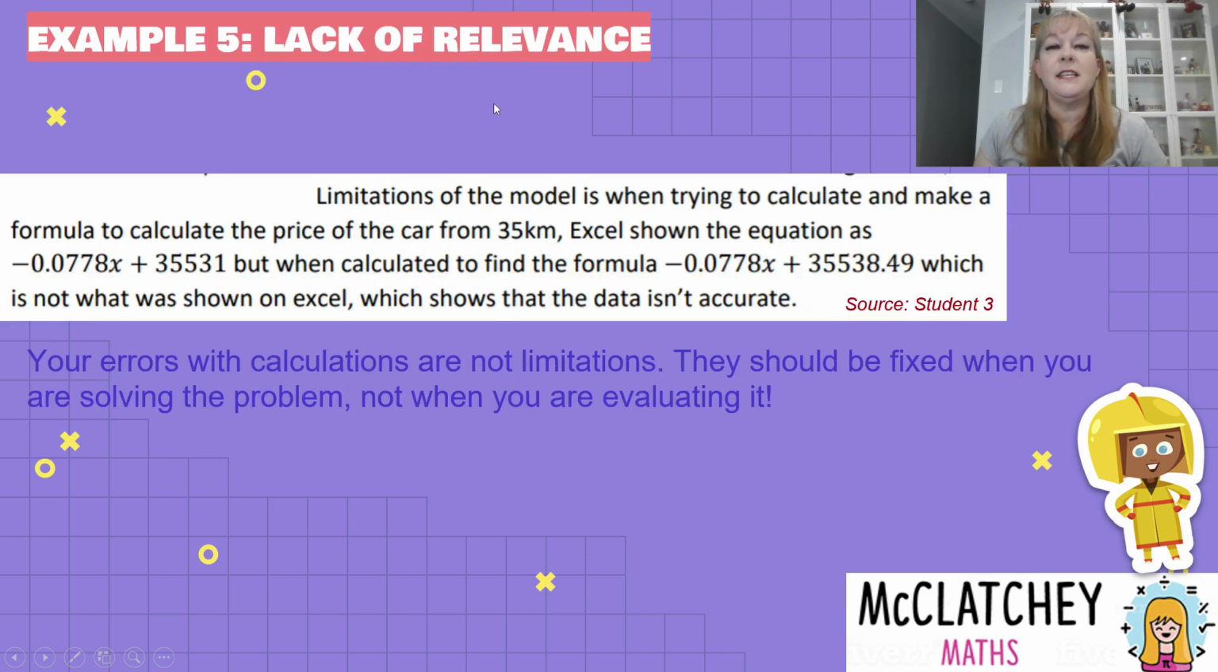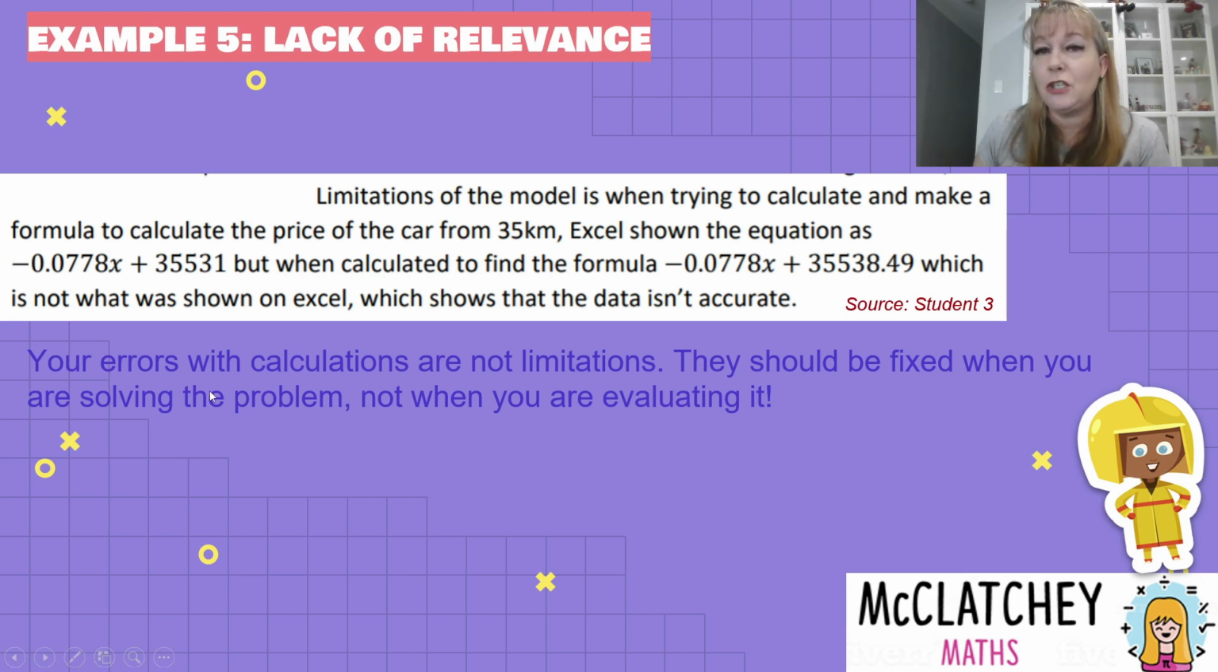Okay, so here's an example now of a lack of relevance. I'm going to read this out. Limitations of the model is when trying to calculate and make a formula to calculate the price of the car, blah, blah, blah. But when I calculated, it was not what was in Excel, which shows the data wasn't accurate. Now, the issue here is that this student has gone and done this manually using the formulas for A and B, and notice their intercept here is out by 7. That's actually an error that they've made. They would have been potentially penalised in the solve section of the assignment for not doing it accurately.